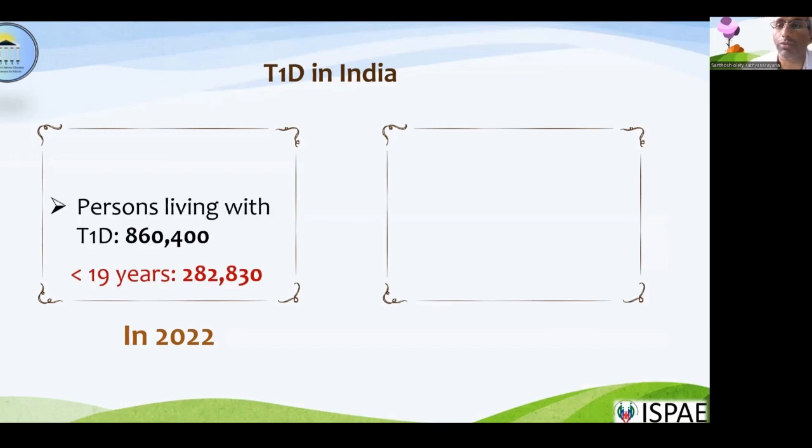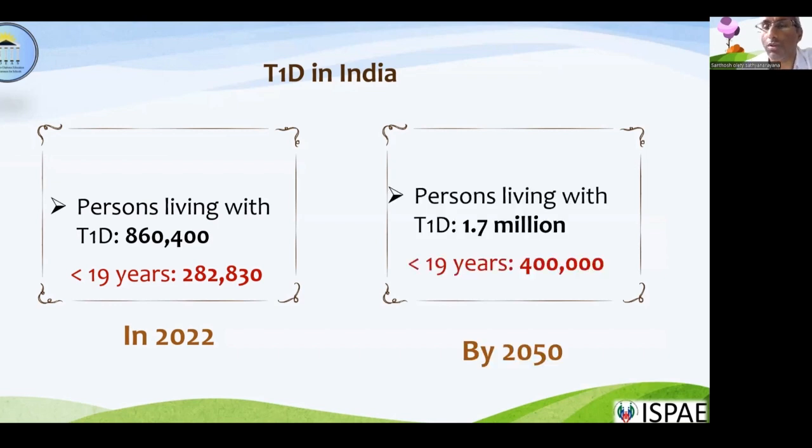lakhs of people living with type 1 diabetes, out of which those less than 19 years contributed 2.8 lakh individuals. But when we look at the 2050 prediction, people living with type 1 diabetes will be around 17 lakhs, out of which those less than 19 years will be around 4 lakh individuals.